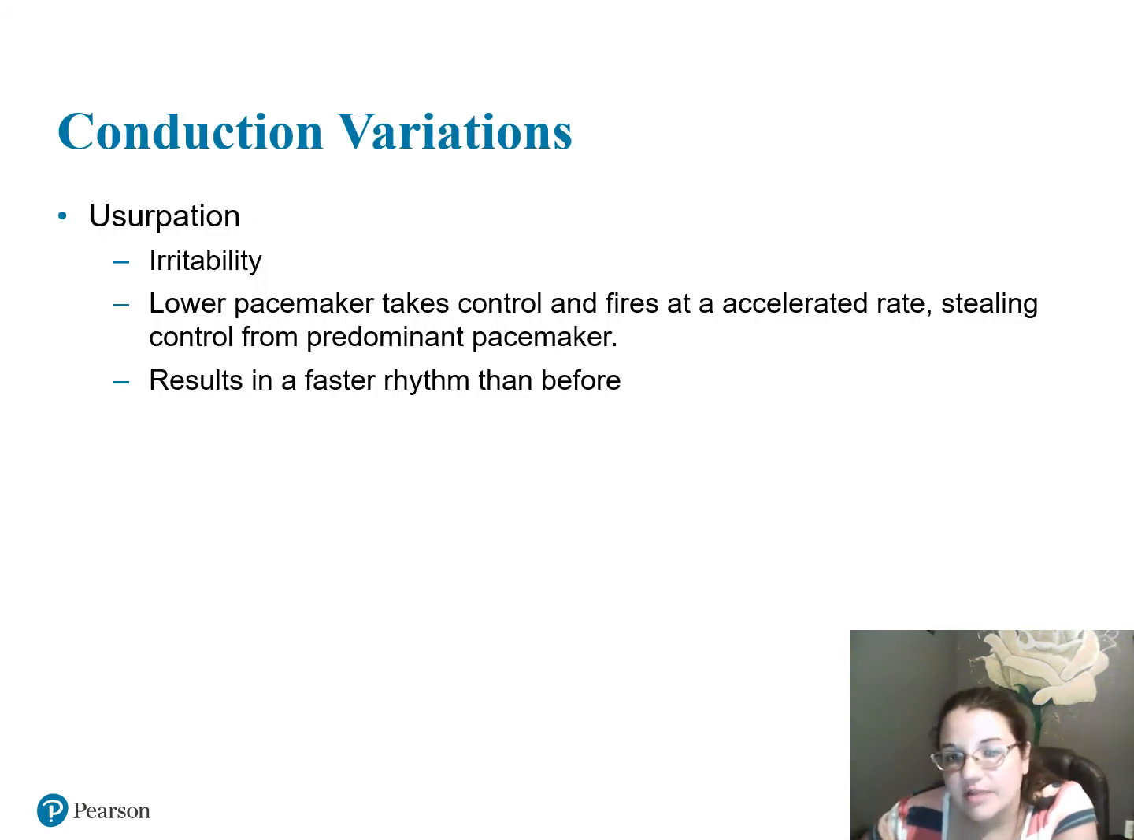Usurpation is irritability. That is when your lower pacemaker takes control and fires at an accelerated rate, stealing control from the predominant pacemaker. So we're talking about, again, your refractory and absolute and supernormal refractory periods. When a lower pacemaker takes control and fires a fast impulse, stealing control from that predominant pacemaker, it is going to cause the rhythm to be fast, meaning it's going to keep on depolarizing at a faster rate.